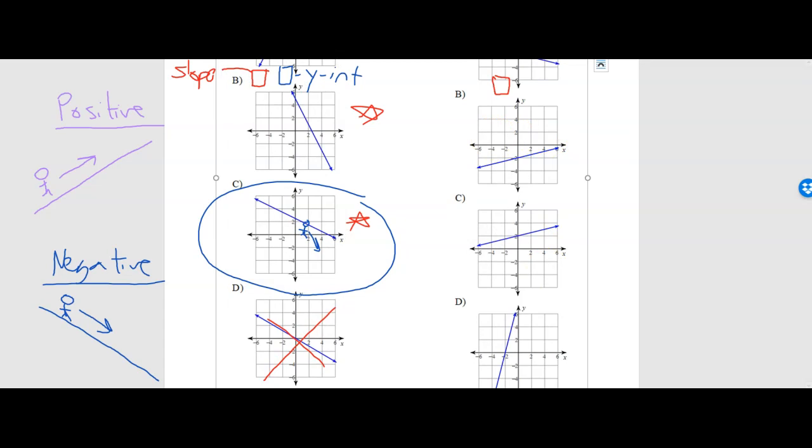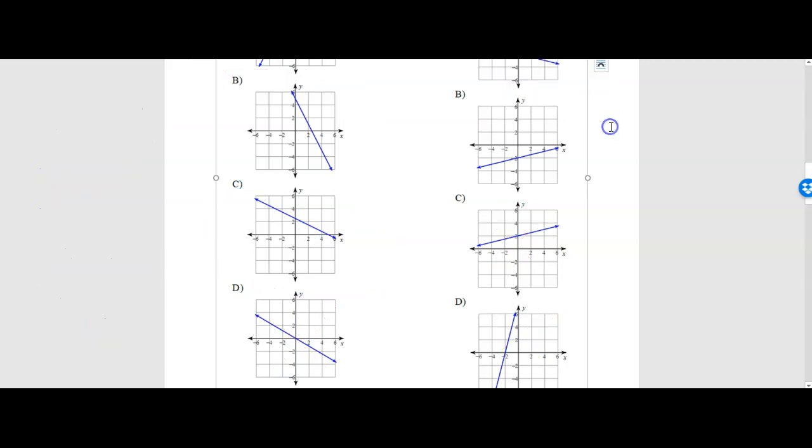And then D also has a y-intercept that looks like it's somewhere up here, somewhere like 7 or 8. So we can eliminate D as well. So we need to, again, choose between A and B. I'm going to clear everything when I go back up here.